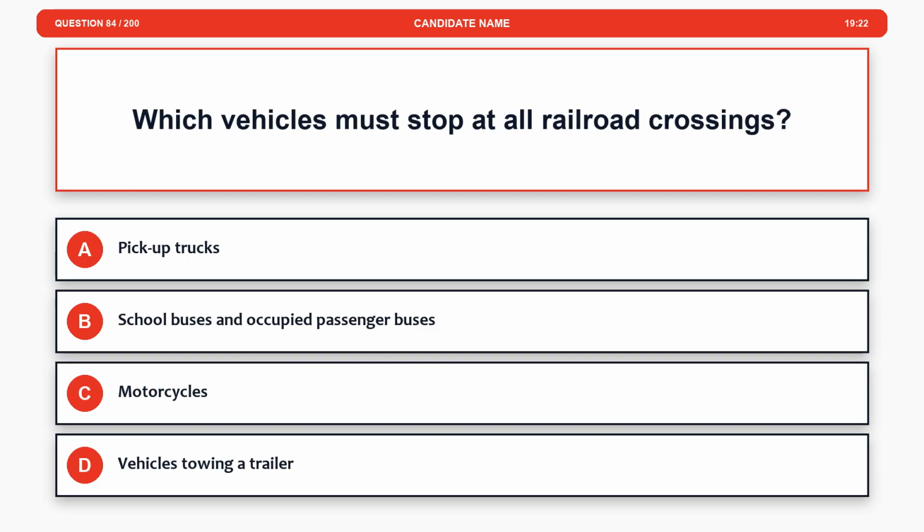Question 84. Which vehicles must stop at all railroad crossings? Option A, pickup trucks. Option B, school buses and occupied passenger buses. Option C, motorcycles. Option D, vehicles towing a trailer.